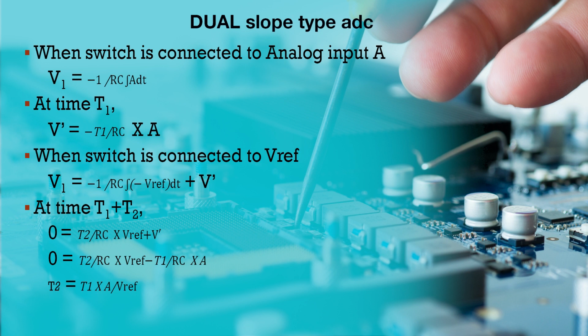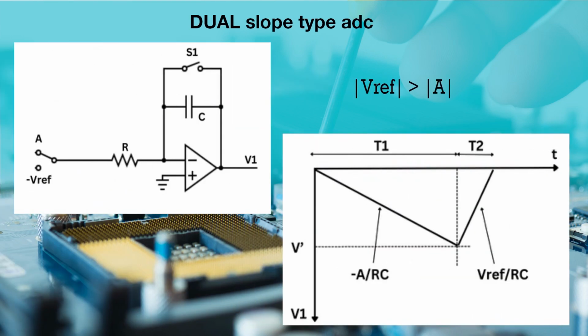Now, after time t1, switch S2 is connected to the reference voltage. Usually, the polarity of the reference voltage is negative and its value is more than the analog input voltage. So, due to this negative reference voltage, the integrator integrates in the positive direction, and the integration process continues until the output voltage of the integrator, that is V1, reaches 0. From the plot, we can see that the integrator takes t2 time to reach 0 output voltage.